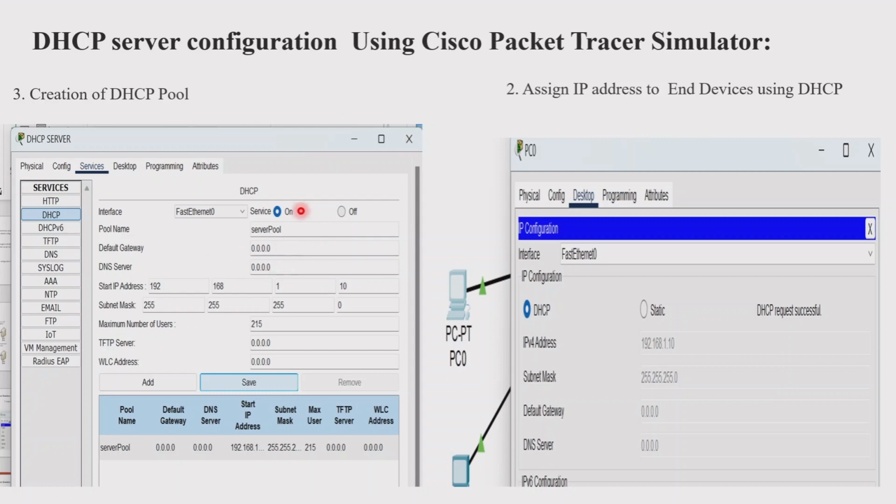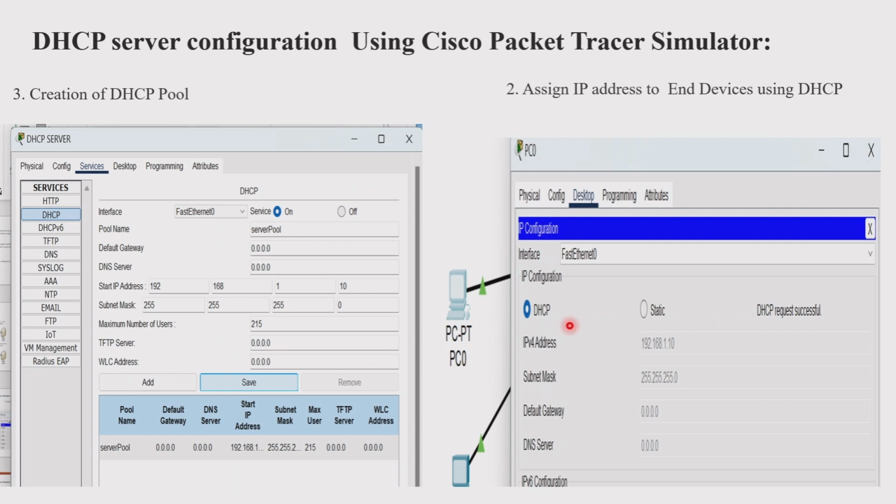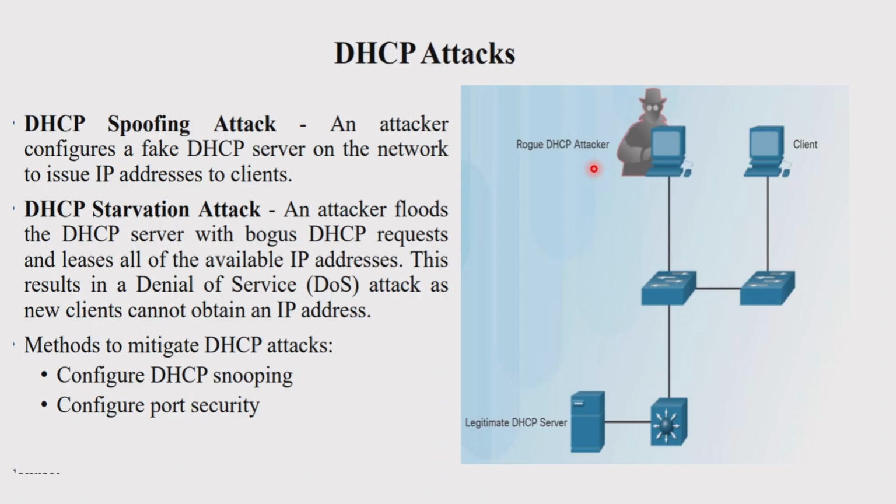Once it is done, the moment I go back and click on any one of the PCs, what will happen is, the moment you click on DHCP, you will get the IP address automatically, right? Using the DORA process, assignment of a dynamic IP address will be done. See that? What was the starting IP address we gave? 1.10. So here we are getting 1.10 automatically by using the DORA process, right?